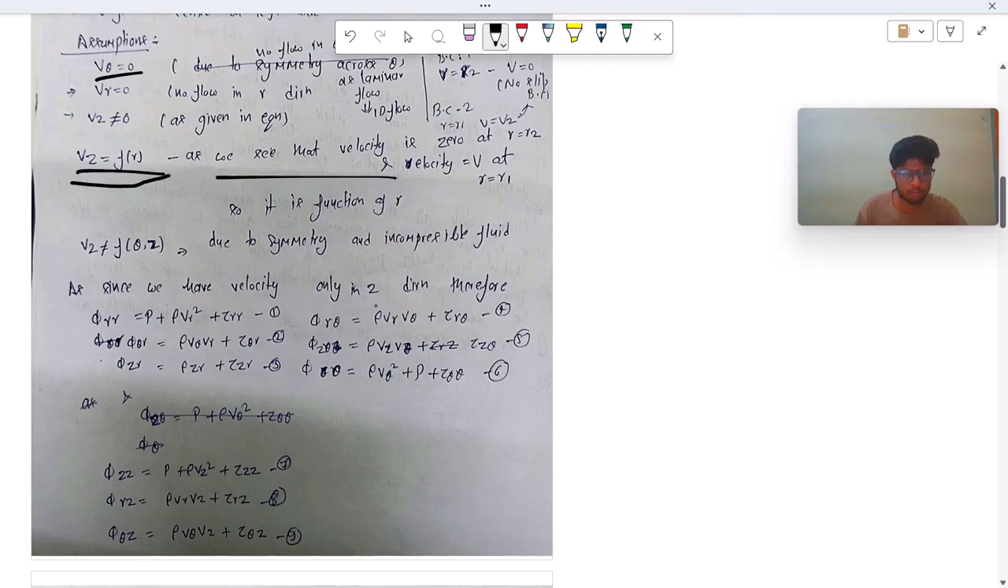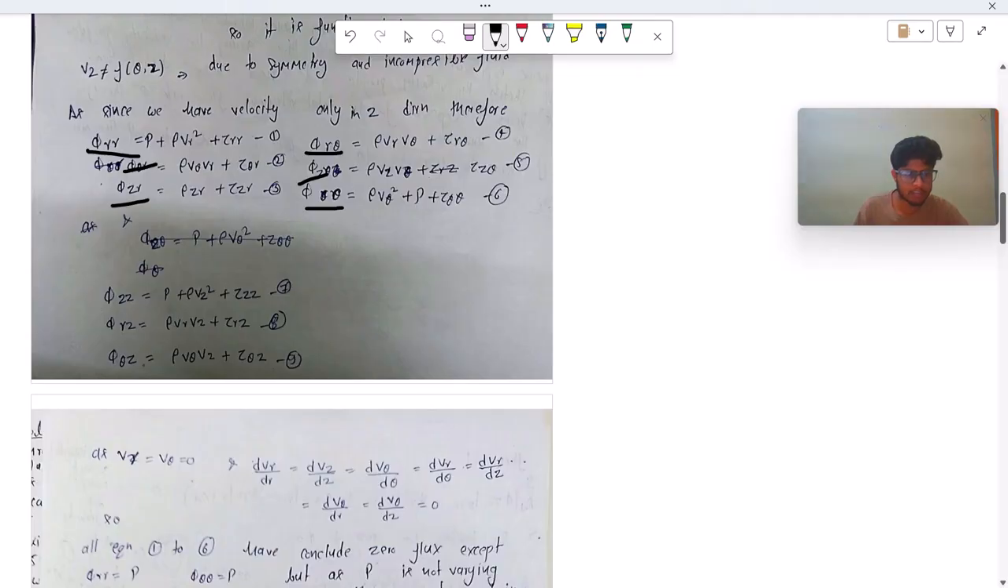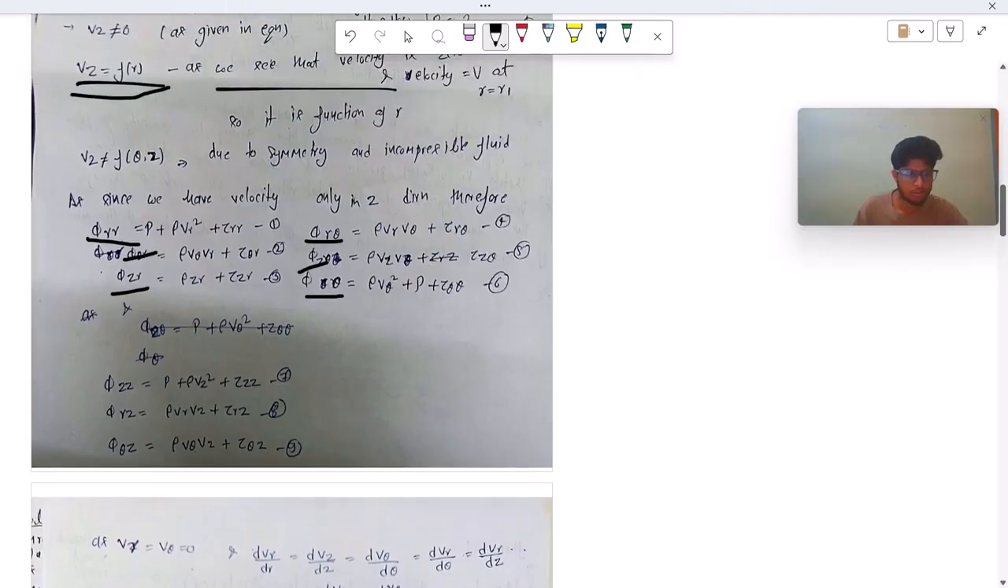Since we have velocity only in the z direction, we have 9 flux components, so 9 equations for the flux. First one is phi r r, then phi theta r, phi z r, phi r theta, phi z theta, phi theta theta, phi z z, phi r z, phi theta z. So phi r r means r momentum in r direction.